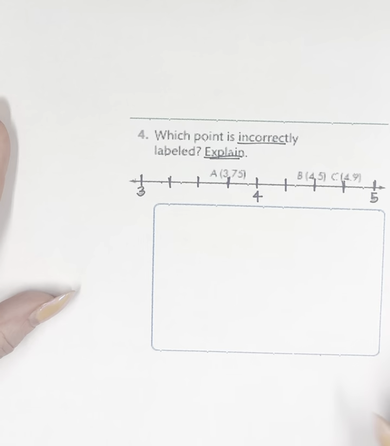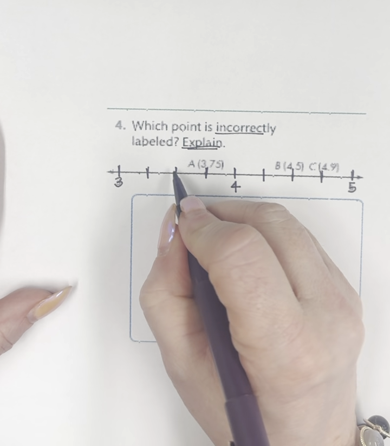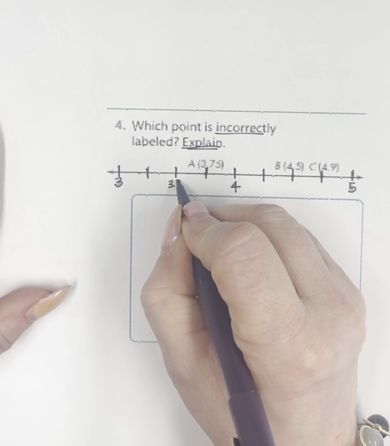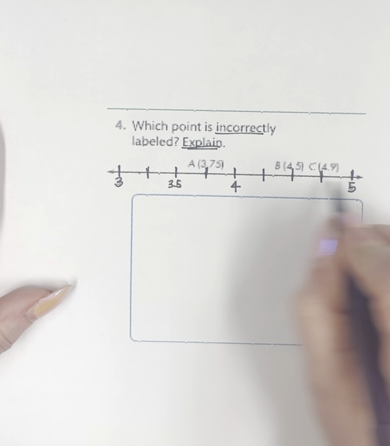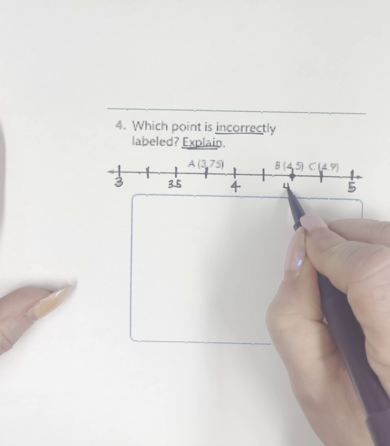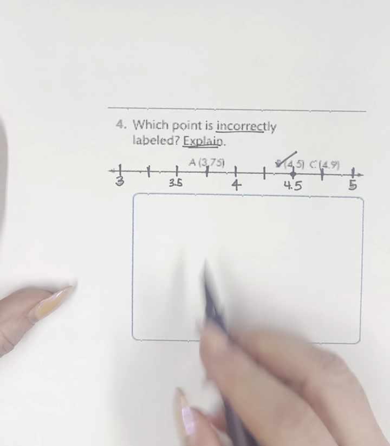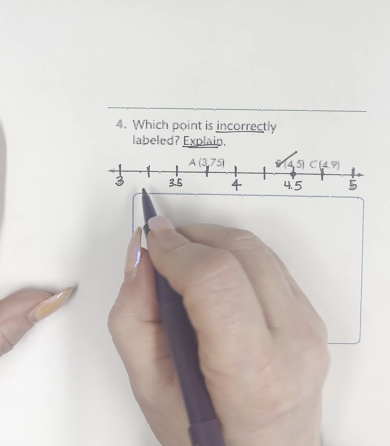So now I have to use some reasoning. What is halfway between 3 and 4? And that would be 3.5. What is halfway between 4 and 5? Well, that's already labeled, 4.5. So B is correct. Okay? So what is halfway between 3 and 3.5?